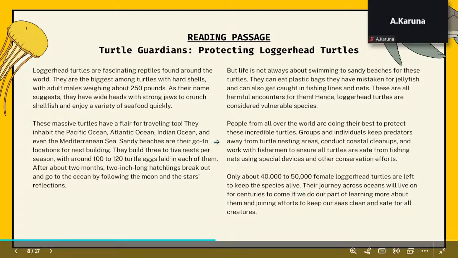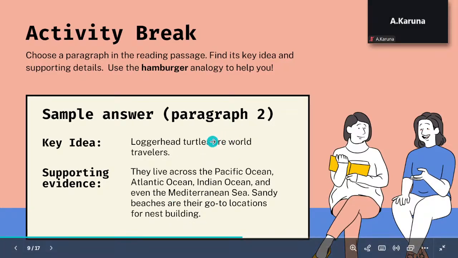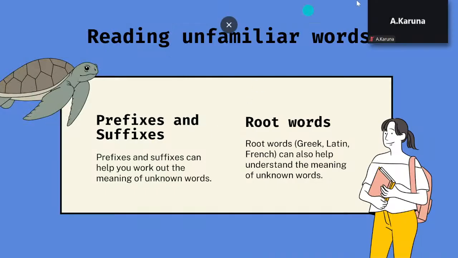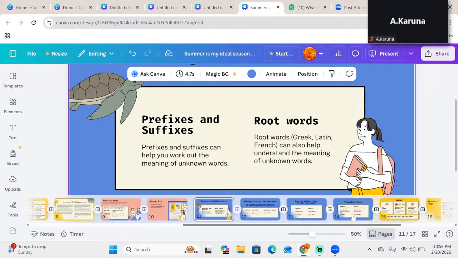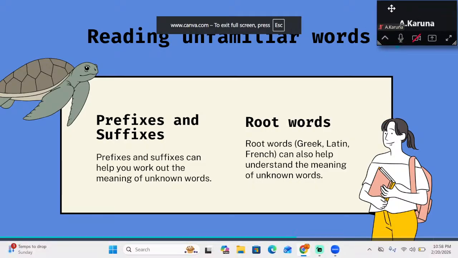So here in number 2, they said the key idea was loggerhead turtles are world travelers. And the supporting evidence is that they live across the Pacific Ocean, Atlantic Ocean, Indian Ocean, and even the Mediterranean Sea. Sandy beaches are their go-to locations for nesting. And that supports our key idea, right? They're world travelers. So here it said to share your chosen paragraph. We already did this, so there's no need to do it again. So let's move on. We are running out of time. I'm going to try to go through this really quickly because we still have to go over math.